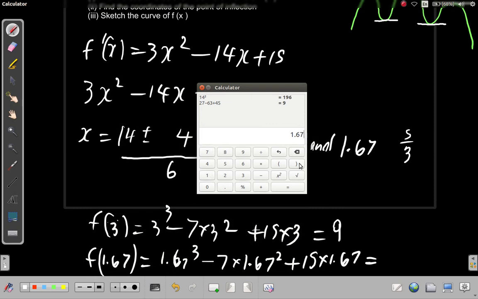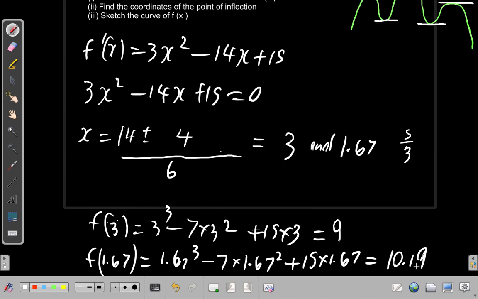1.67 cubed, the same as 1.67 by 1.67 by 1.67, equals 4.65. That minus 7 times 1.67 squared, it has a square here, plus 15 times 1.67 equals 10.185. Call it 10.19. So we have 10.19.